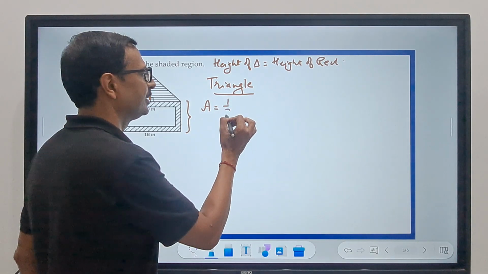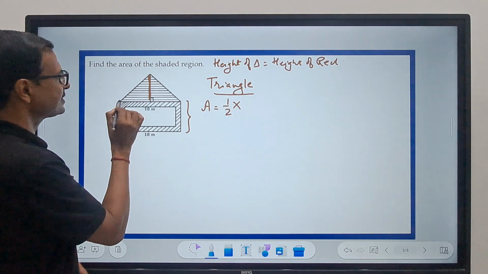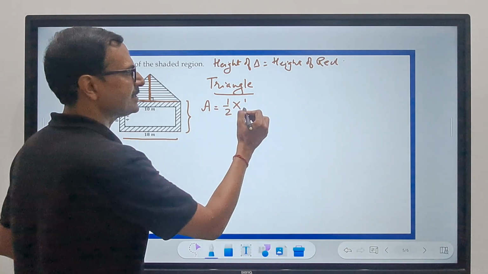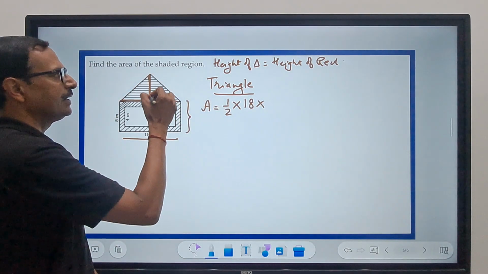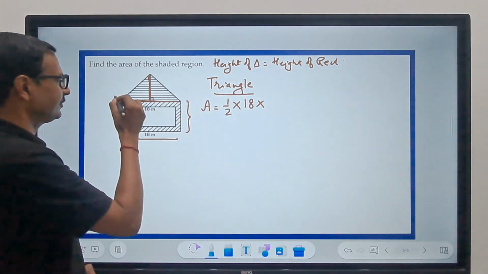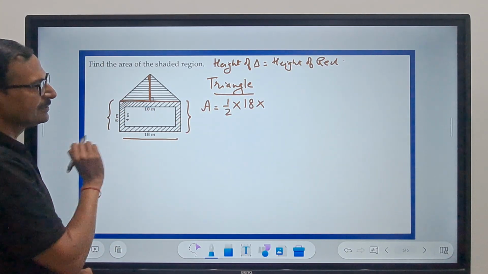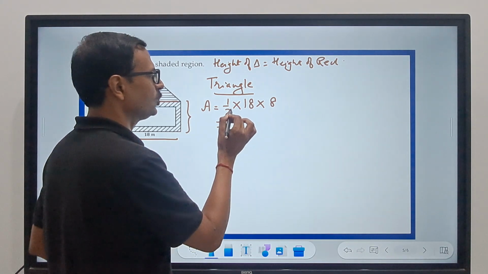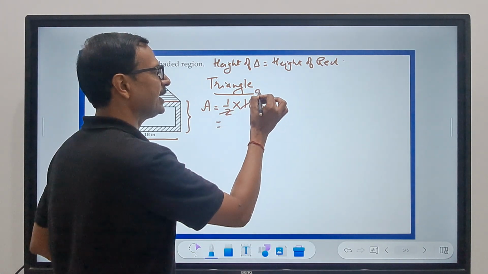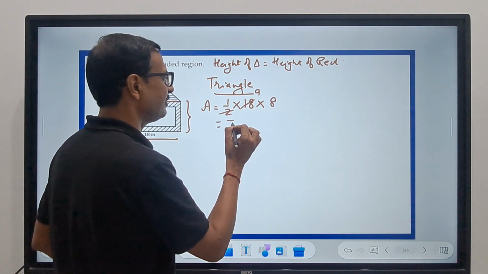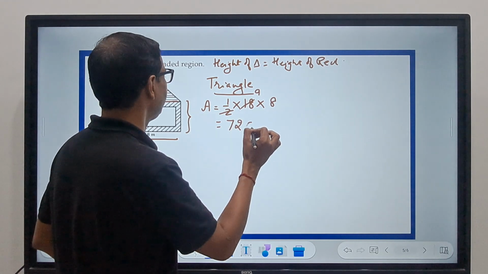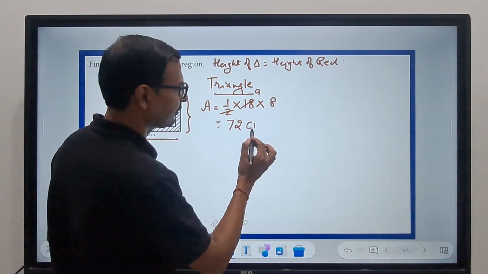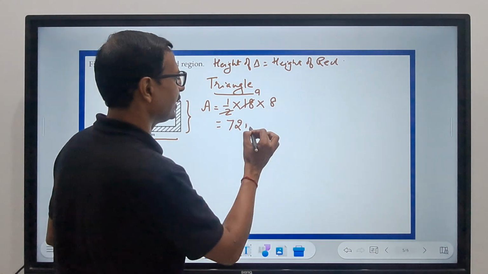So half into base. Look at this base. This base is equal to this 18. So base is 18, and I told you height of the triangle is equal to height of the rectangle. So this is 8. So half into base into height. So 2 cancels 18 9 times, and 9 8s are 72 centimeters. No, this is meters, right? So let's get rid of this and write it as square meters.